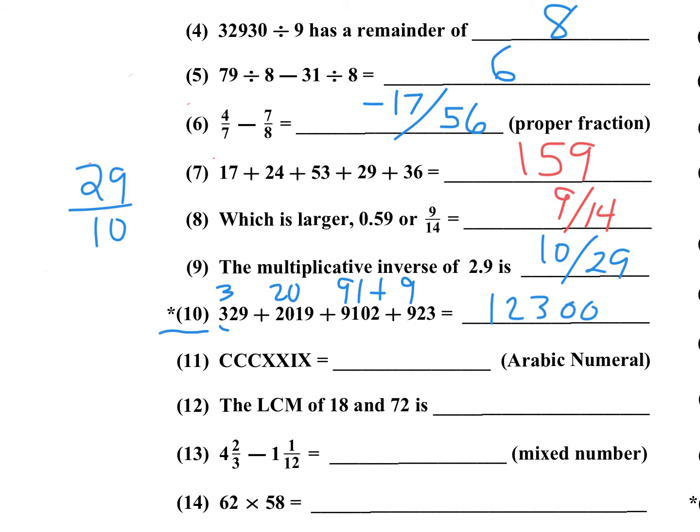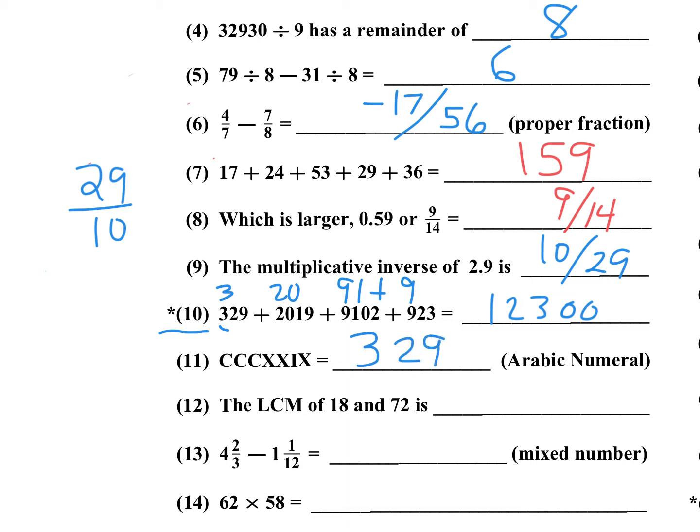Number 11 is a Roman numeral, and they want the answer as an Arabic numeral. And so CCC, 3 C's, that's 300. So write a 3. XX, that's 20. And then 1 before X is 9, so that's 329.